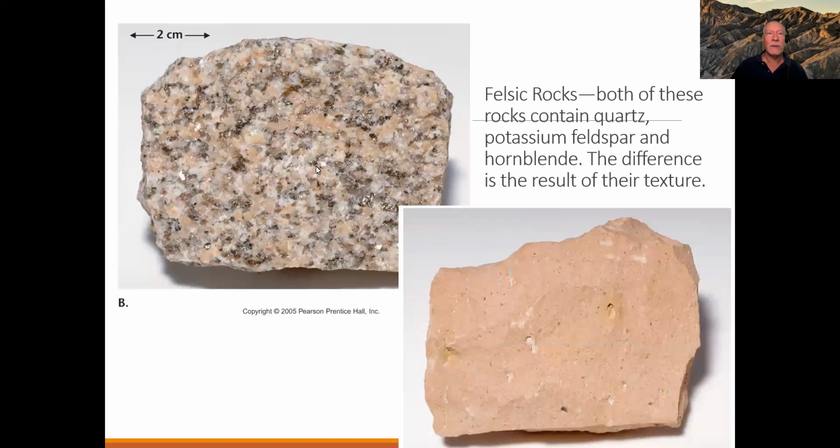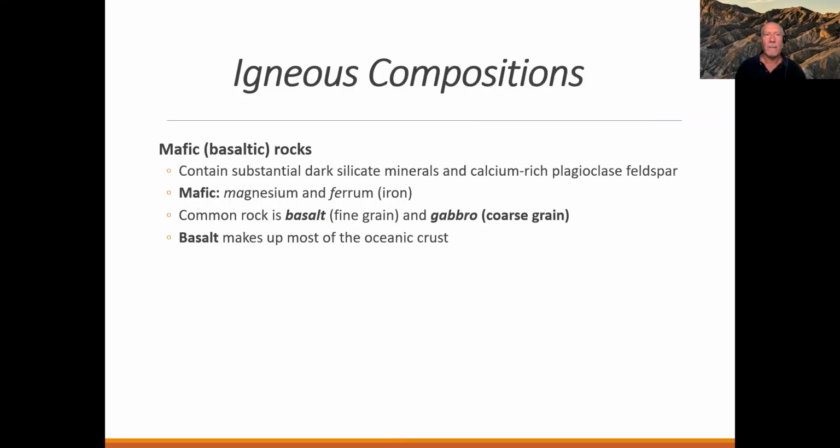So in this case, we've got two rocks. They are both felsic, but the upper left rock is phaneritic, and the lower left rock is aphanitic. So they're both felsic, but the phaneritic one we're going to call granite, and the aphanitic one we're going to call rhyolite. Same minerals in both of them. If you squint, you can kind of see it. They're about the same color, same tonal value.